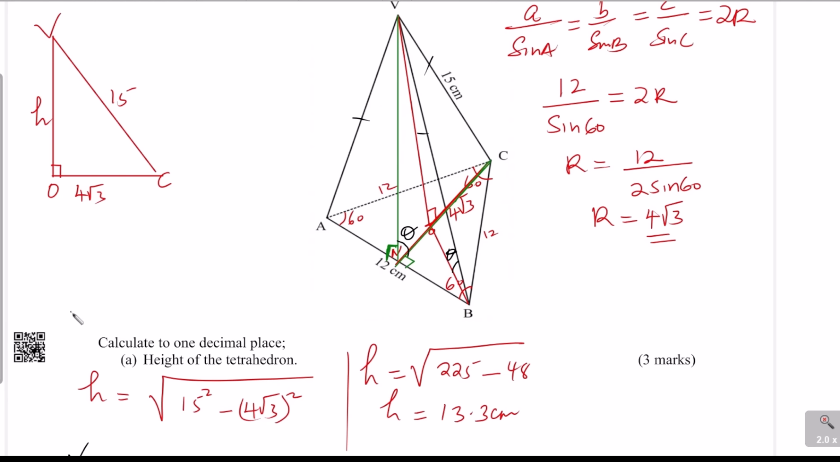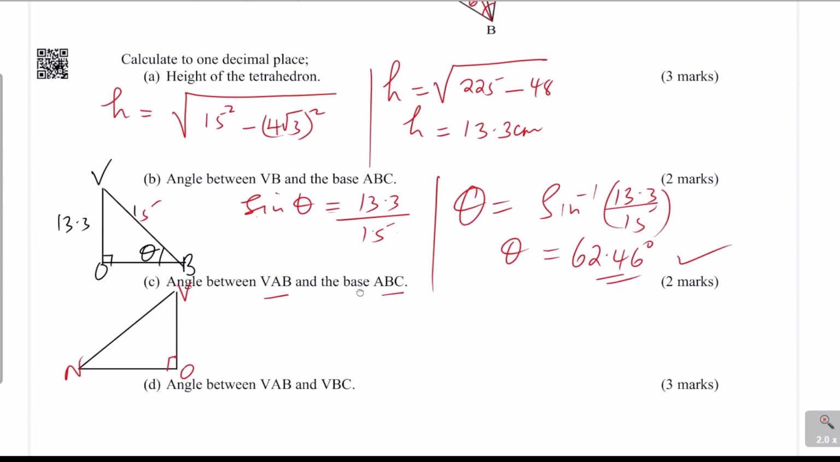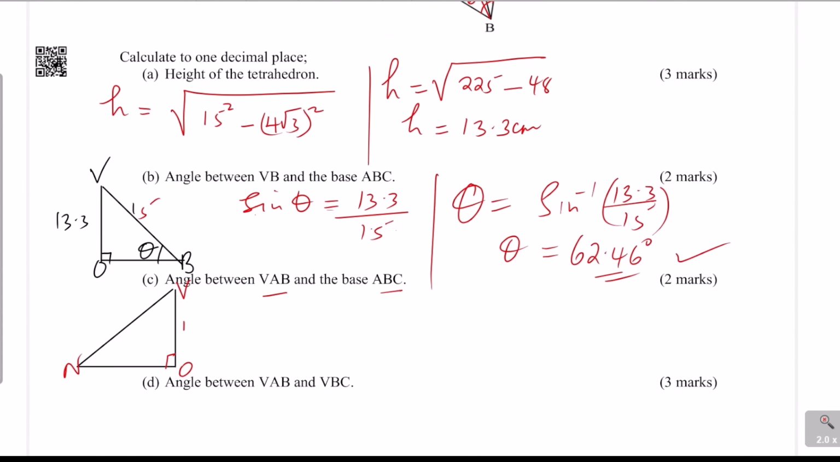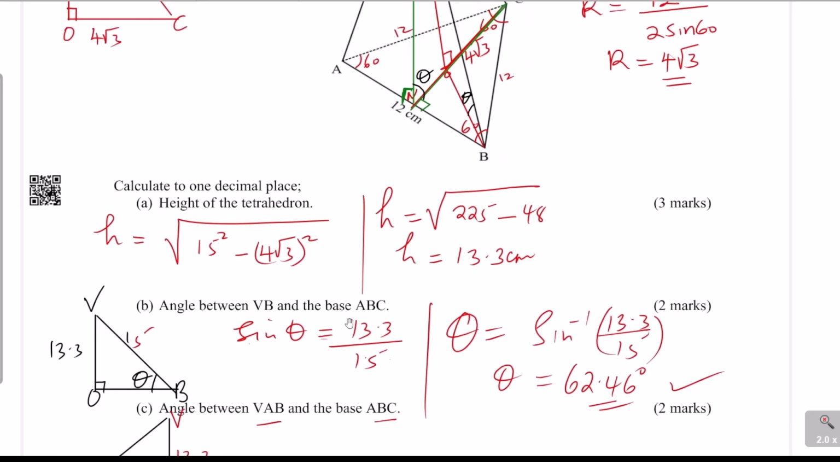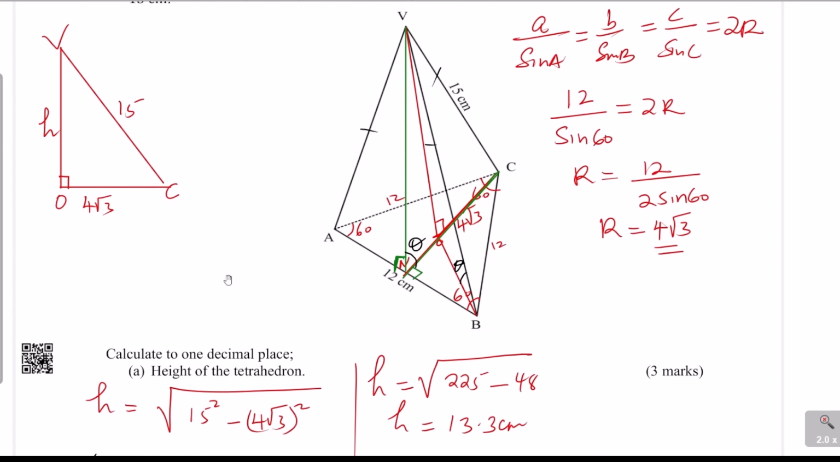So we only have VO. VO is 13.3, but we don't have NO. The easier one to get is NO. So we need to get this distance here. How do we get that distance? Now, because you already have this distance CO, we can use this triangle CNB.